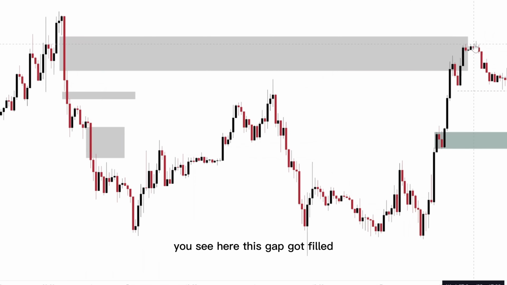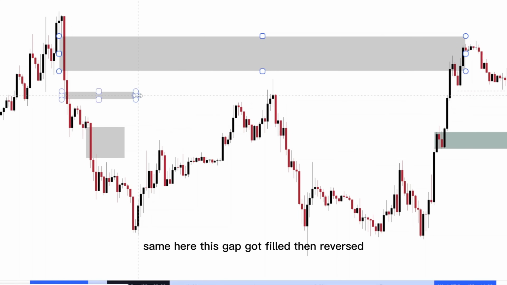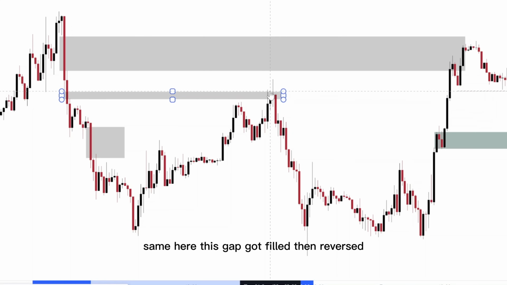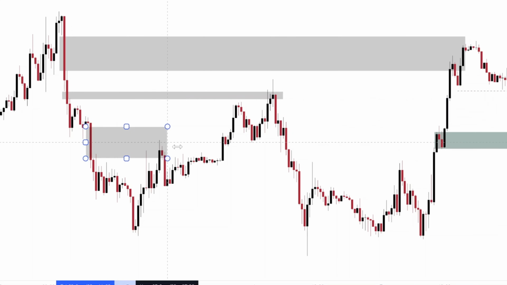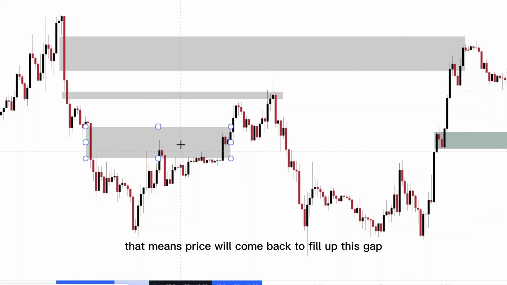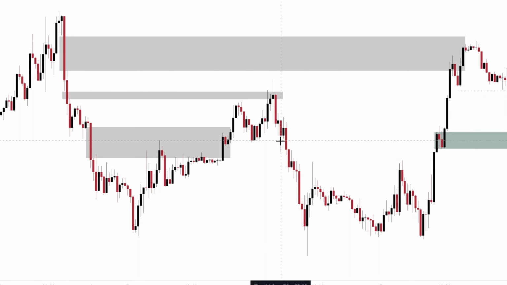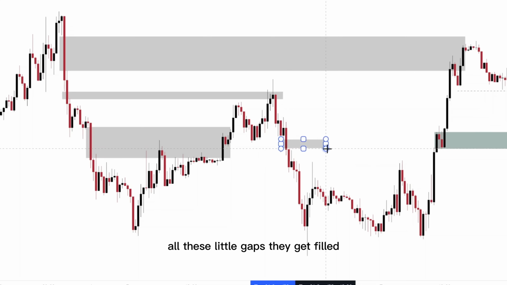As you can see, if you stretch out, these gaps do eventually get filled in. You see here, this gap got filled. It didn't get filled all the way, but then eventually got filled all the way and then reversed. Same here. This gap got filled, then reversed. This gap didn't get filled, retraced. That means price will come back to fill up this gap. So the golden rule here, without taking too much time on this, is these gaps must be filled. All these little gaps, they get filled.